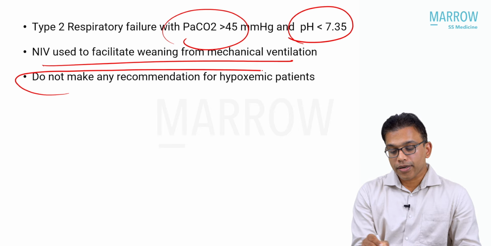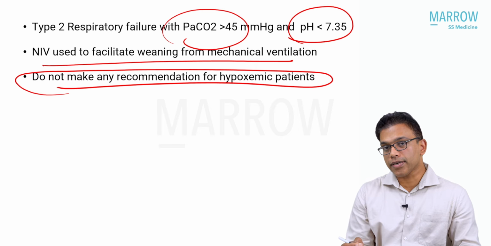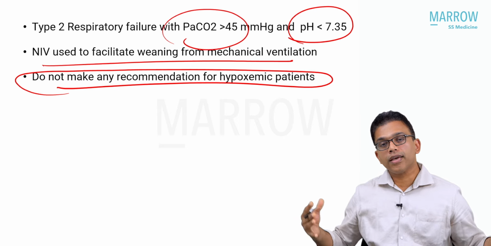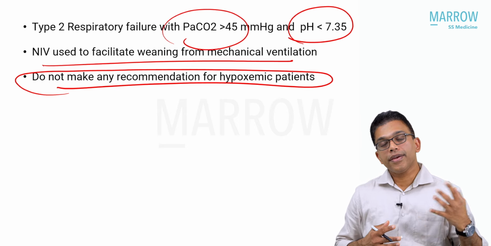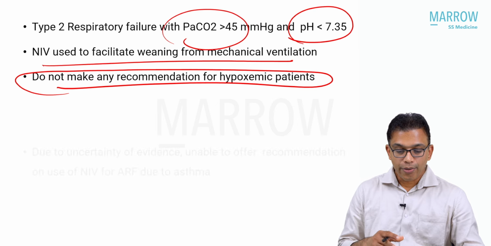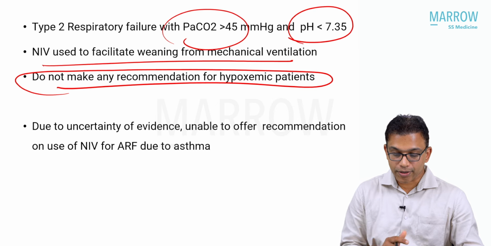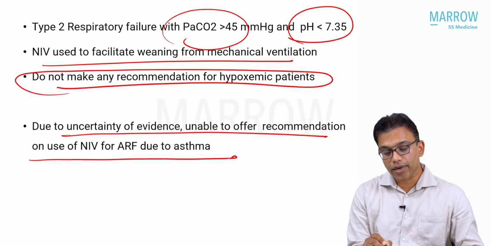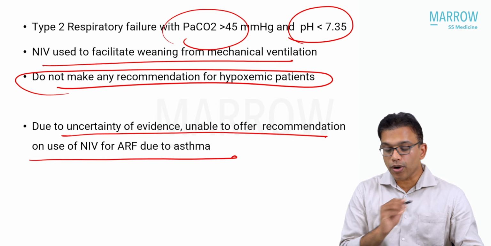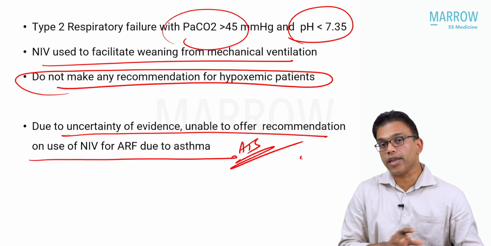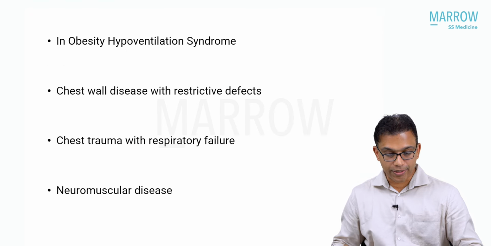There is no recommendation till now for hypoxemic patients, but if the patient is having a lot of work of breathing, or is not willing for, or the family is not intending for, invasive ventilation, in such conditions, of course, for hypoxemia, you can go for non-invasive ventilation. Due to uncertainty of evidence, unable to offer recommendation on use of NIV for acute respiratory failure due to asthma. This is the ATS statement. So for asthma, there is not much evidence of NIV if there is an asthma exacerbation.